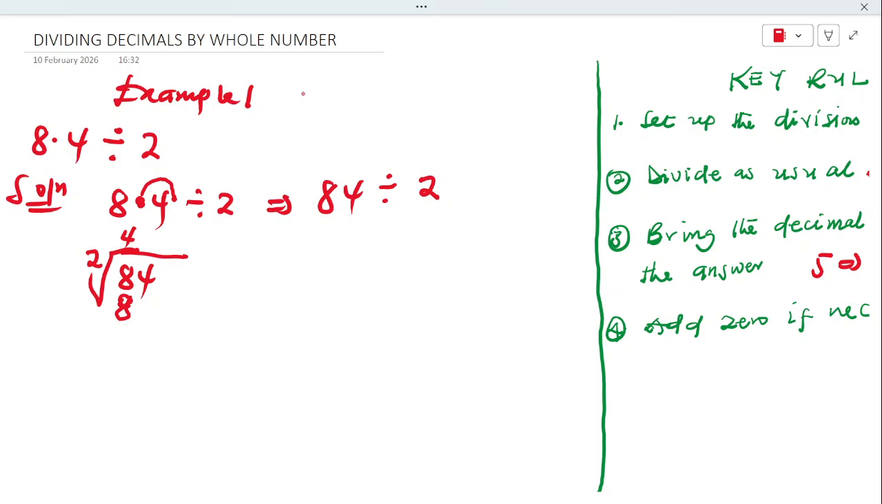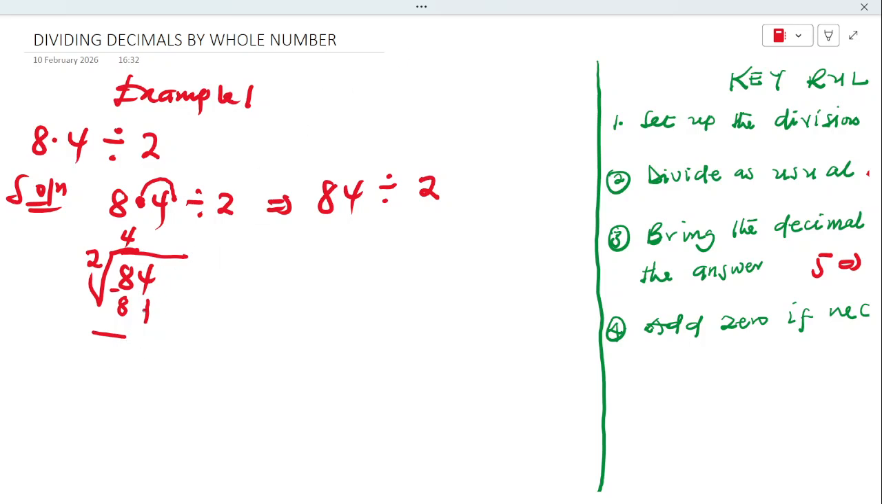Gives you 8. Then you do your normal subtraction. You have 8, and you subtract. This 8 minus 8, 0. And you bring down the 4, making 0, 4. 0, 4 is the same as what? 4.